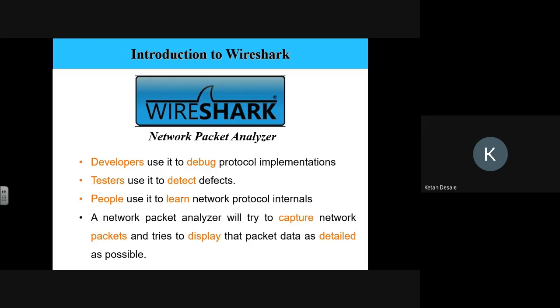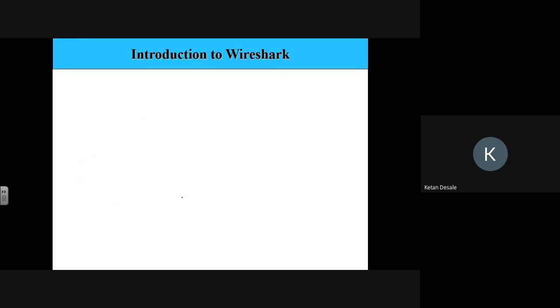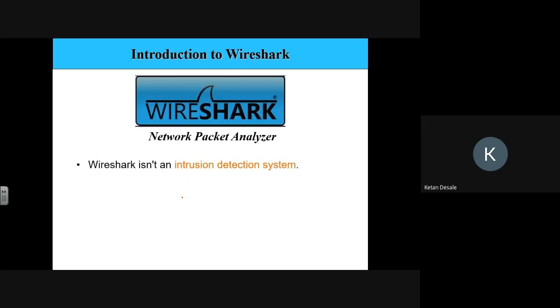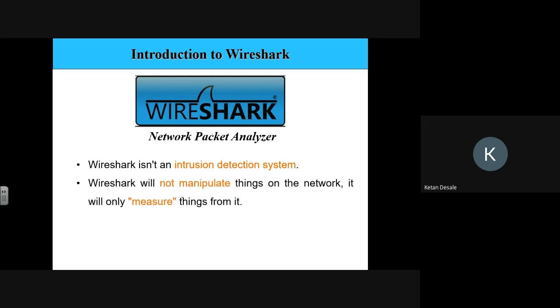What is associated with the header? What is associated with the data? Everything we can analyze. But it is not an intrusion detector. We cannot detect the attack, but we can identify it. Intrusion is nothing but a malicious attack. It is not able to detect it, but at least it will identify it. I'm going to give the demo as well. Wireshark will not manipulate anything. It is only used for measuring things in your packet.